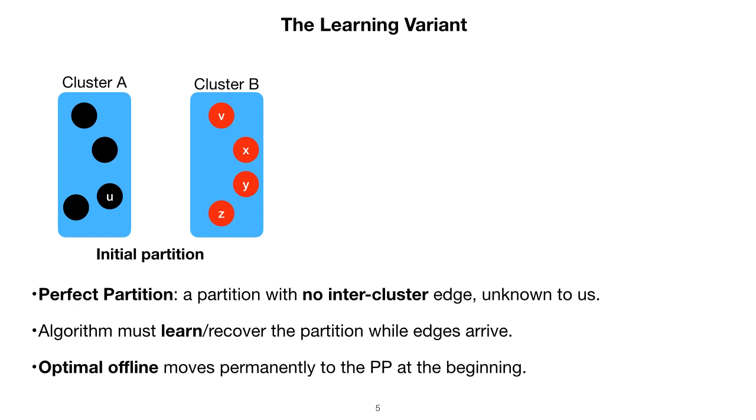In this model, the optimal offline algorithm moves to the perfect partition right at the beginning, which means the optimal offline pays only for node migrations. It doesn't pay any cost for the sequence of requests.